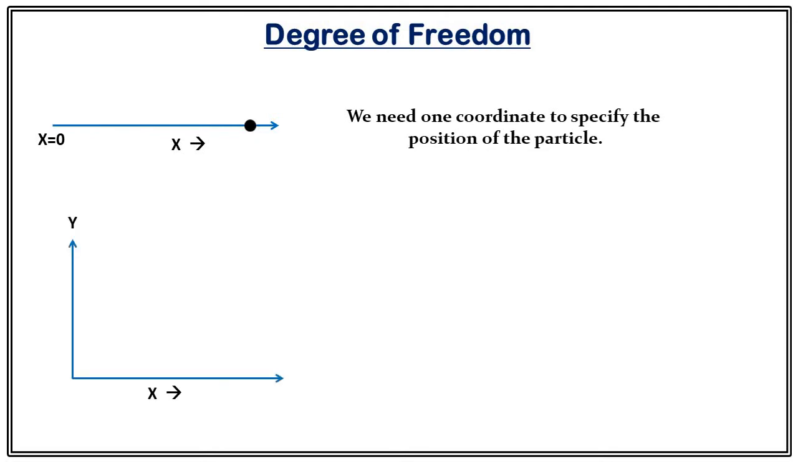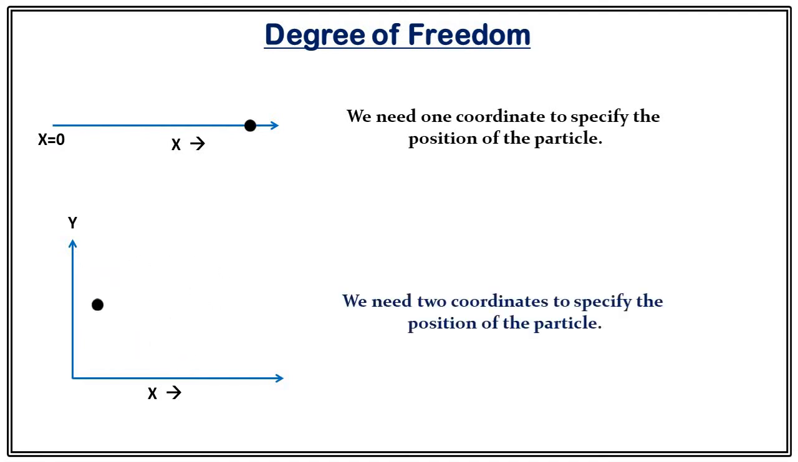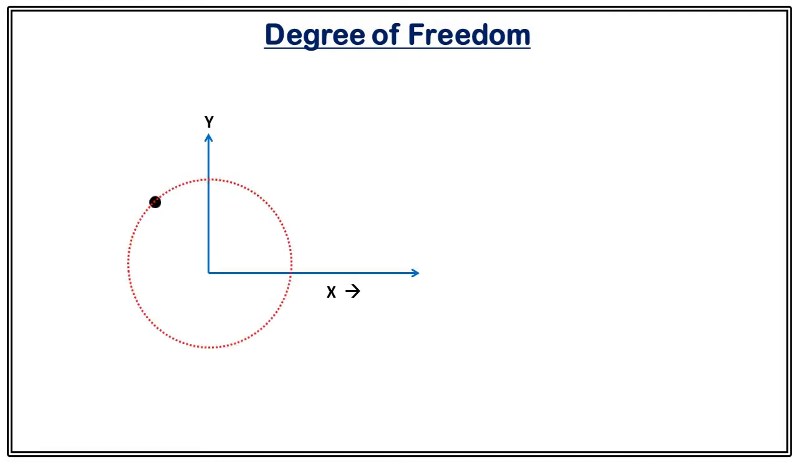Let's see another example. Now the particle is roaming around a 2D plane. And the question is the same. How many coordinates do we need to specify the position of the particle? The answer will be 2 coordinates. Okay. Let's see another example. Here the particle has a trajectory in 2D. However, the motion is restricted. The distance of the particle from the center of the xy plane is fixed. That is, the particle can move in a circular path.